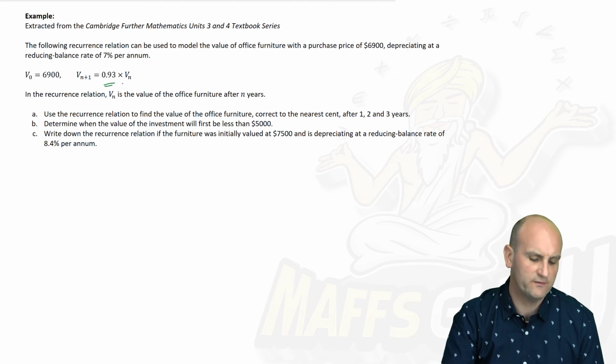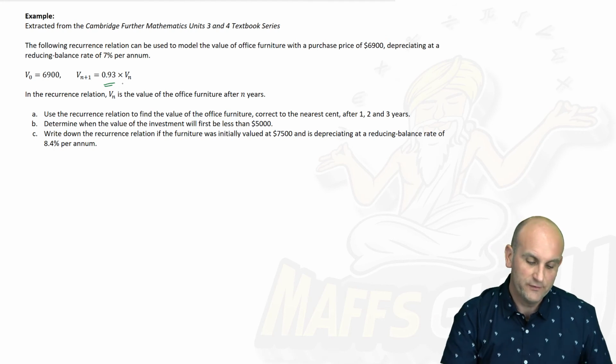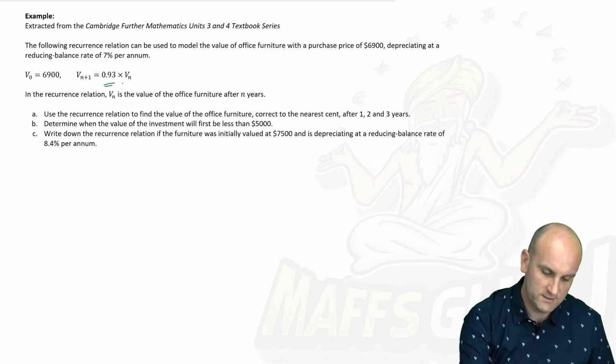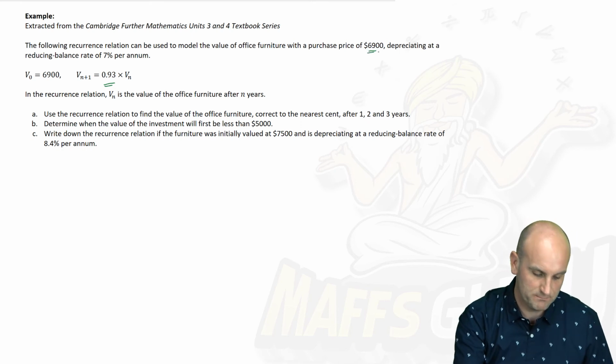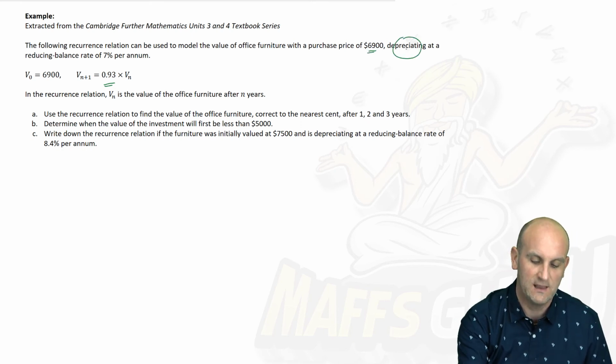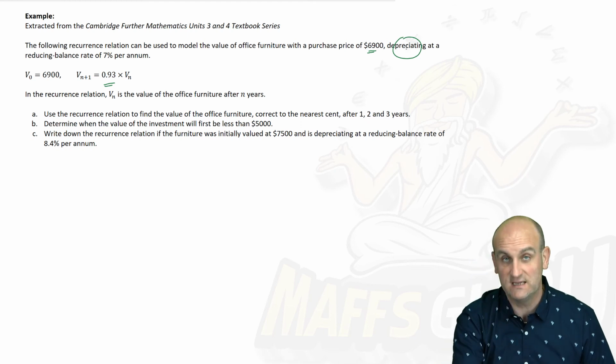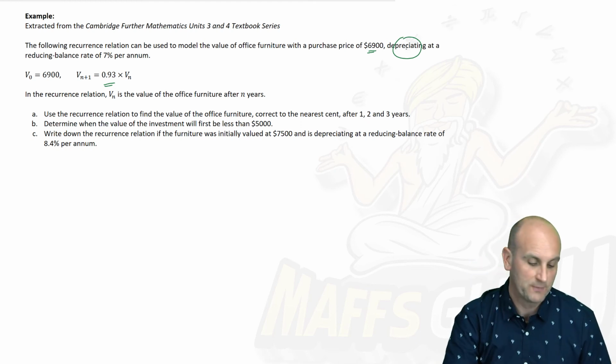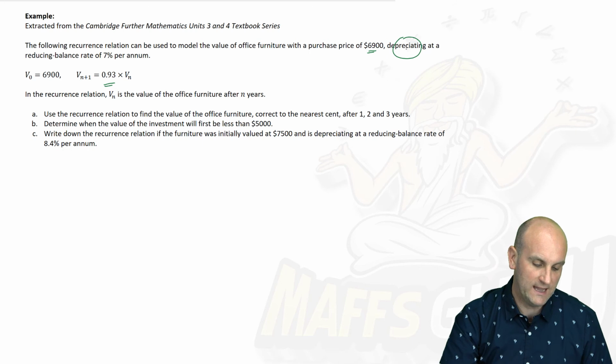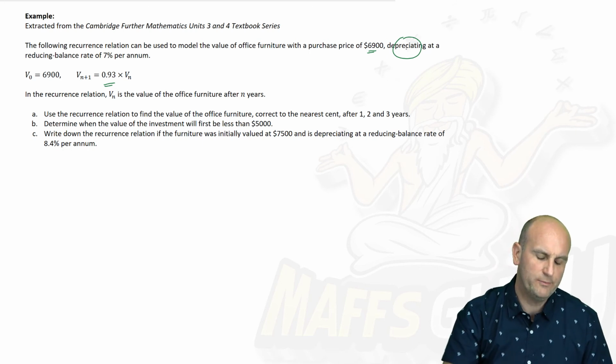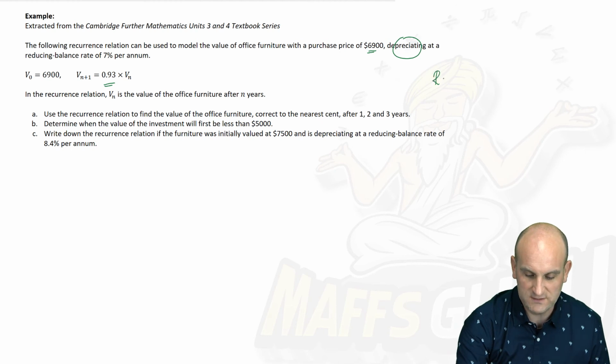V0 is my start amount. VN, we've got this. So we've got furniture purchased at $6,900. It's depreciating. Oh, depreciating. That's a word that in my head, the second I see it, I know I've got to do the minus. At a rate of 7% per annum. Okay, 7% per annum, 0.93. Let's just check that. R was equal to 1 minus 7 on 100.